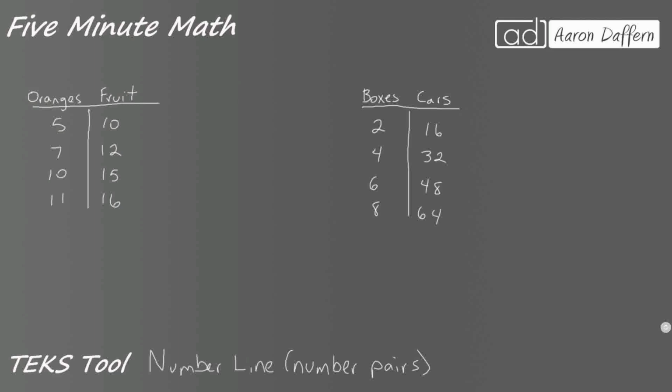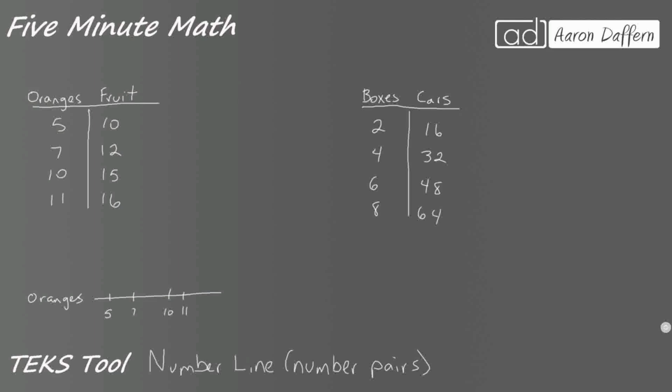If we have 5 oranges, that means we have 10 fruit. If we have 7 oranges, that means we have 12 fruit. So we're going to read this side to side. What we could do is we can put these on double number lines. So I'm going to put oranges right there. I'm just going to mark my numbers: 5, 7, 10, and 11.